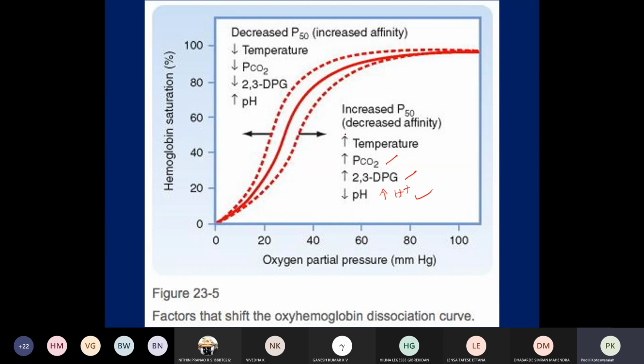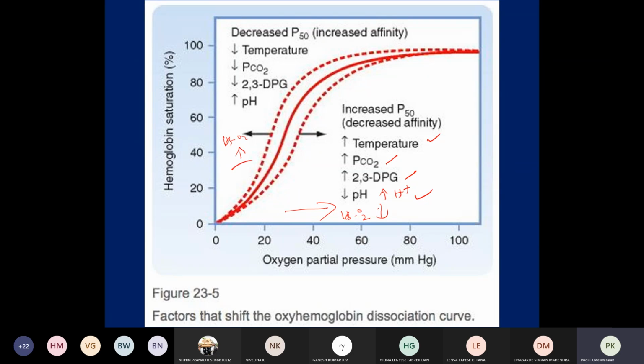With increasing temperature, the basal metabolic rate also increases in the red blood cell, which in turn increases the synthesis of more 2,3-BPG. As a result, the O2 dissociation curve also shifts towards the right. So when the O2 dissociation curve shifts towards the right, it means that hemoglobin affinity towards oxygen decreases, whereas when the O2 dissociation curve moves towards the left, hemoglobin affinity towards oxygen increases.